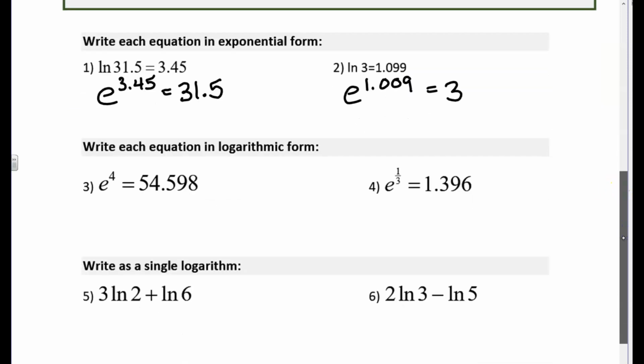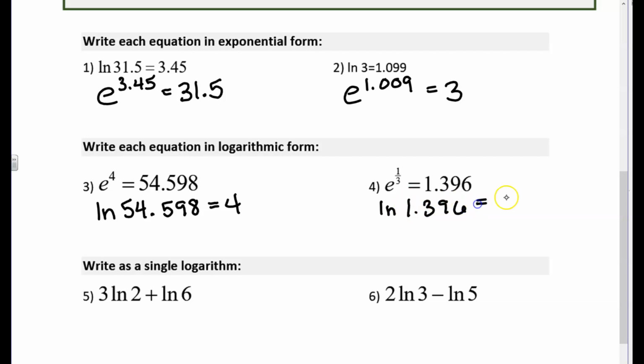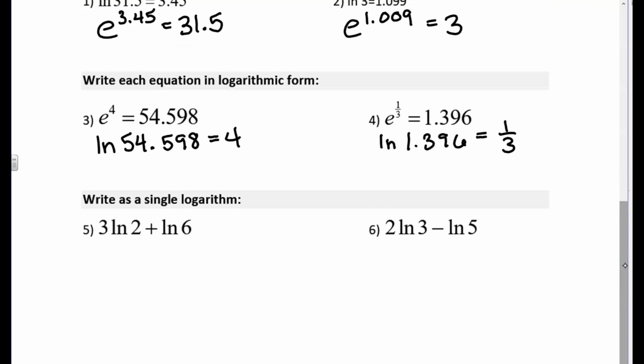We can also switch from exponential form into logarithmic form. E to the 4th equals that. That would be the natural log of 54.598 is equal to 4. And e to the 1/3 equals 1.396 would be the natural log of 1.396 is equal to 1/3. Notice we don't even need the e because we're using that natural log symbol.